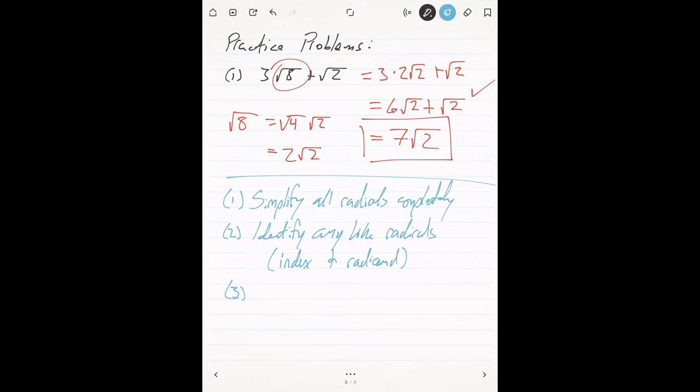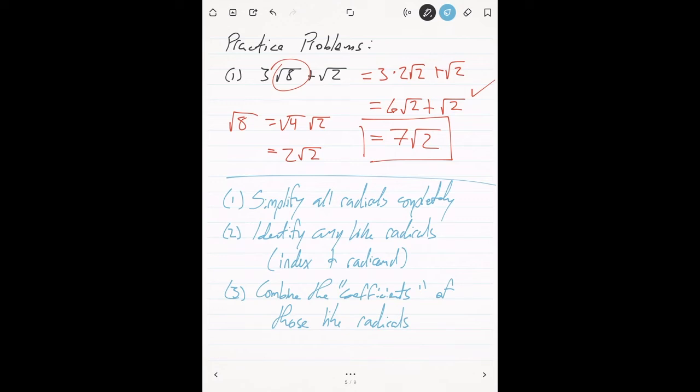Then, once you have those like radicals, combine the coefficients of those like radicals. Hopefully this process is a general one that we can use.